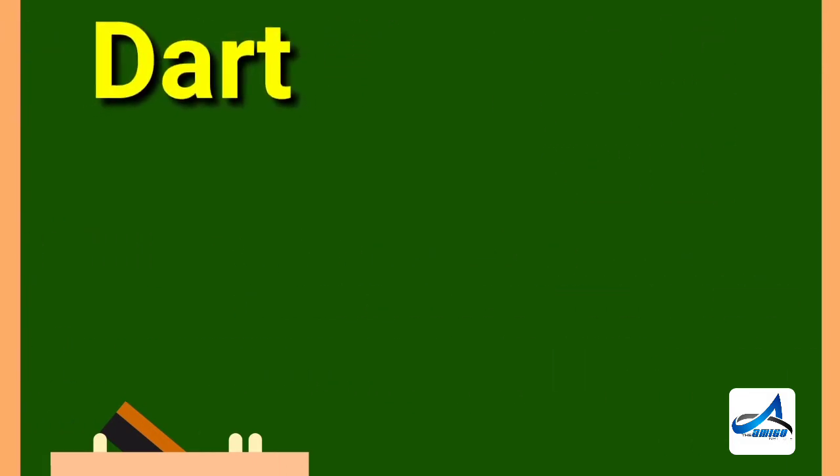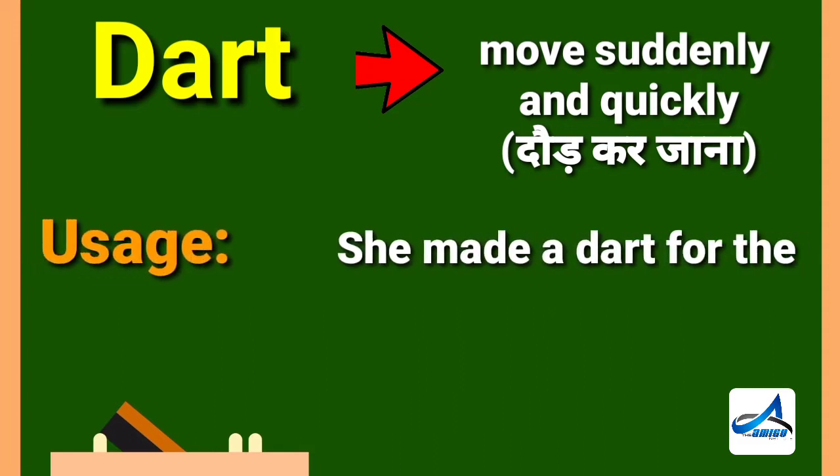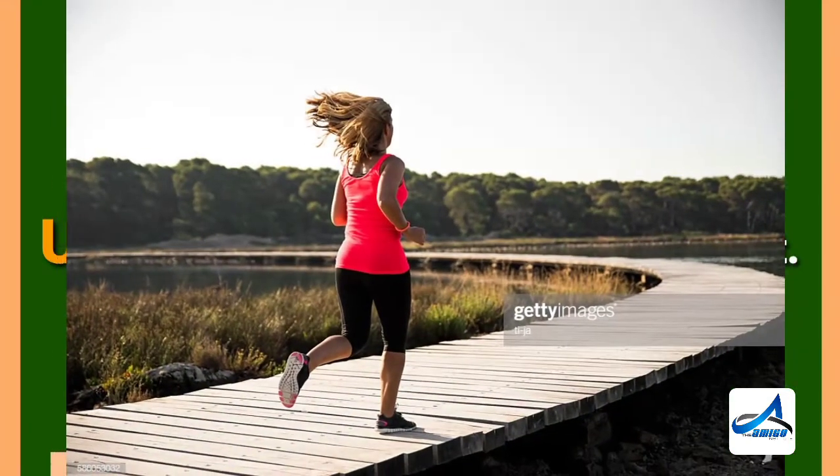Look at our next word, dart. Dart means moved suddenly and quickly. In Hindi you can say daud kar jana. Now look at its sentence. She made a dart for the exit. Its synonym is rush.